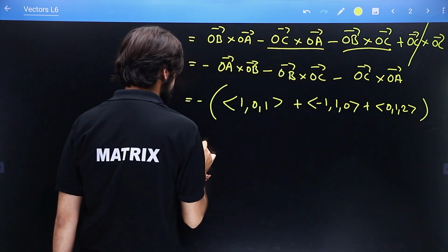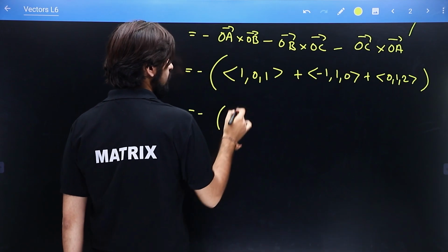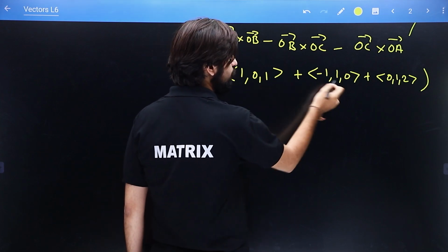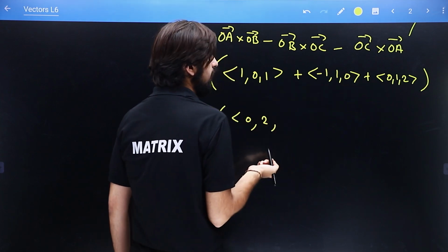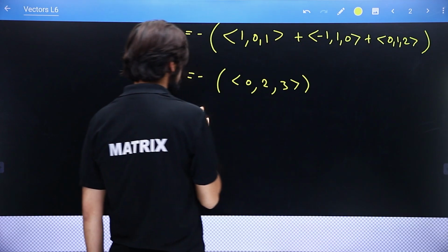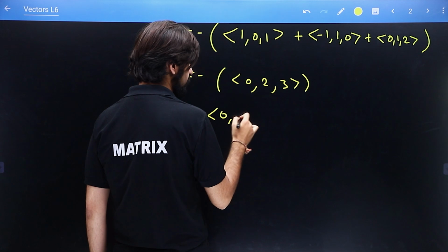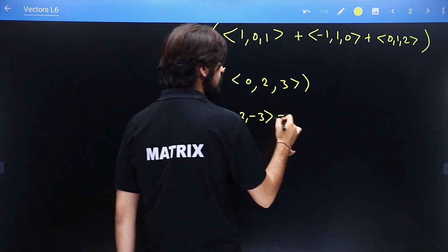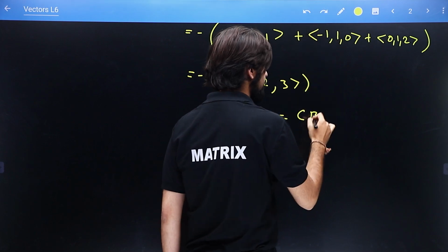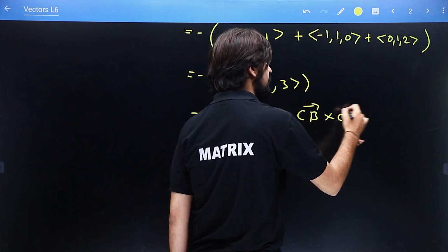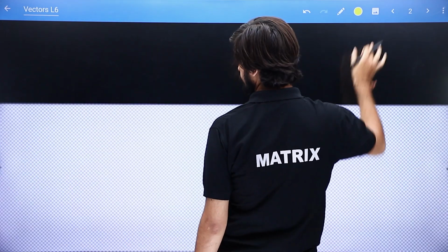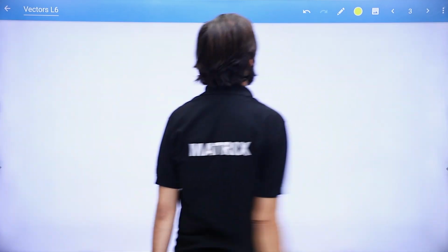So the minus we have taken outside. What will be the sum? This will be 1 minus 1, 0. So this will be 0. Then 0, 1 and 1, this will be 2. And then 1, 0, 2, so this will be 3. So what did we get? We got 0, minus 2 and minus 3. And what is this? This is what the question asked, CB cross CA. This is the value of CB cross CA. So this was a simple application of the cross product. Then next question. It is on the next page.